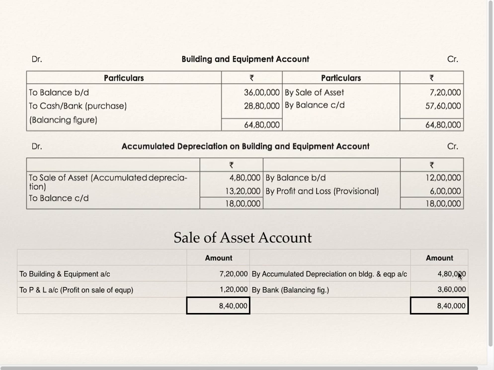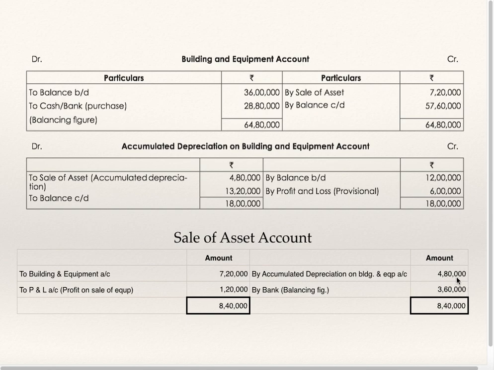It has been sold at profit, which is given in the income statement. To profit and loss account 1,20,000. By bank this is balancing figure 3,60,000. That means they have sold this equipment at 3,60,000. So this is inflow of cash 3,60,000 in investment activities.